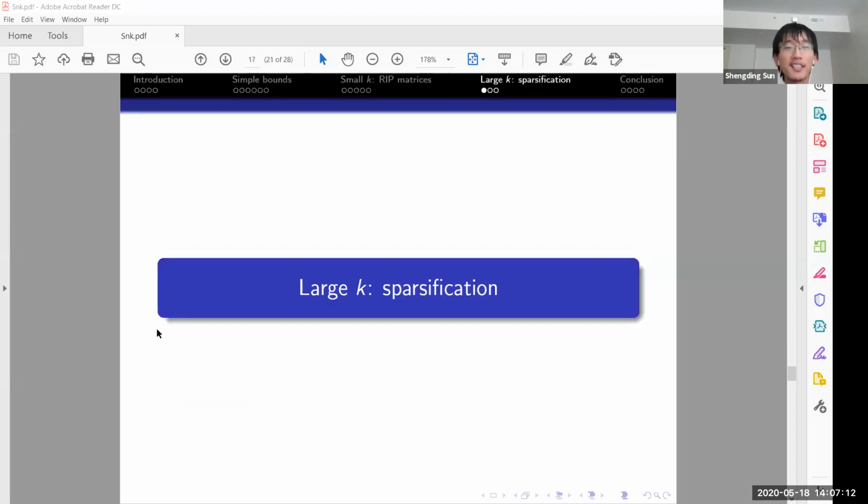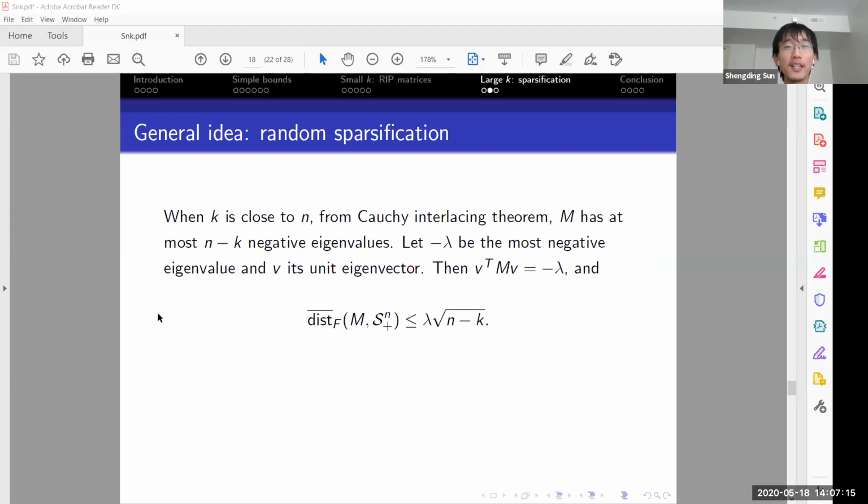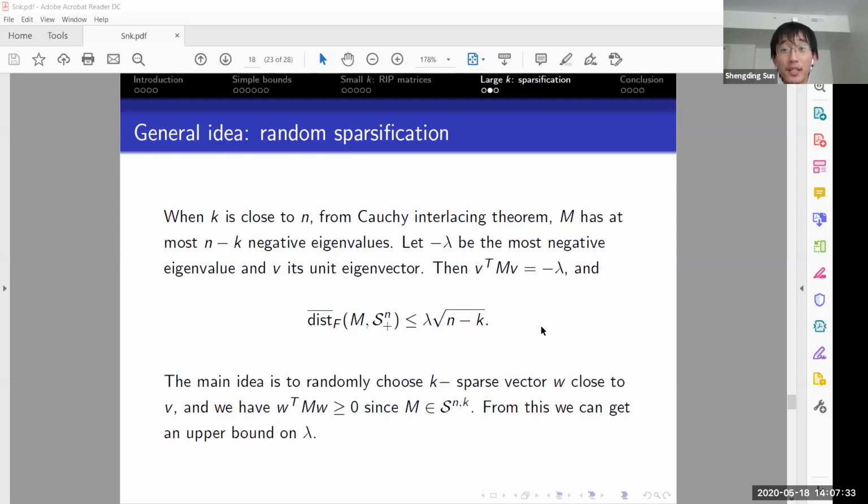And then for large k, we consider this method of sparsification. When k is close to n, then from the interlacing theorem, we know there will not be many negative eigenvalues. So now we turn to the task of finding the most negative eigenvalue. Let's say v is the eigenvector for the most negative eigenvalue. Then we randomly choose a k-sparse vector w in some fashion. The details are in the paper, but we don't have enough time to present everything here. Basically, you sparsify this vector v in some random fashion to get w. And because your k is close to n, you're not zeroing out many entries, and hopefully your w will be close enough to v.